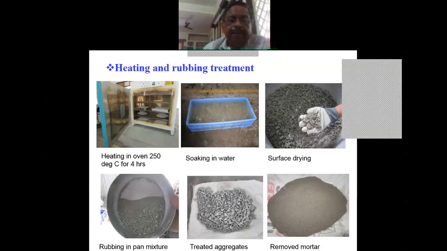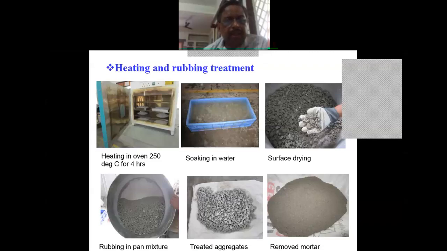Then we rub it by some mechanical means. We used the pan mixer for rubbing, and then we separated the aggregates. Definitely some additional energy is required to separate them. You can use the rubbing technique alone, but the mortar removal will be less. So people use only the rubbing technique, and also the heating and rubbing technique. We also tried heating with different temperatures and different hours, but finally we settled on 250 degrees for 4 hours of heating.